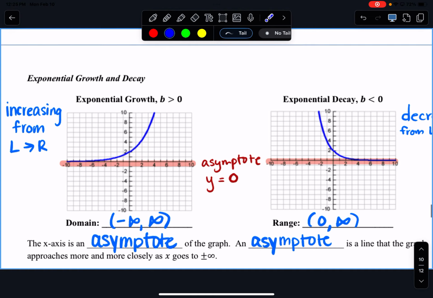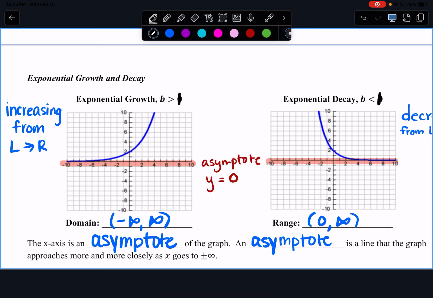I noticed there was a typo on this paper. So up here at the top, change this to greater than 1 and change that to less than 1. Just change those zeros into ones. I noticed that was a typo earlier today.